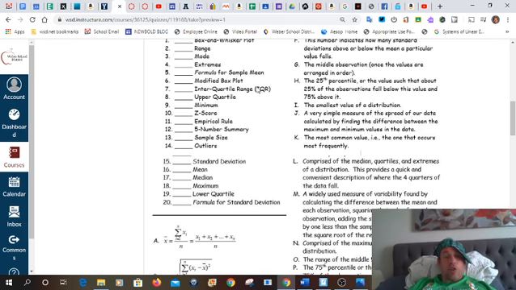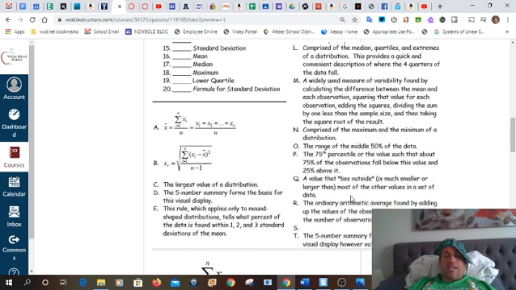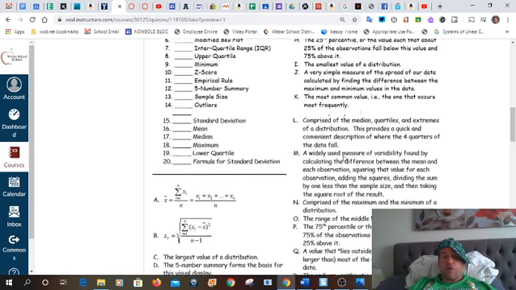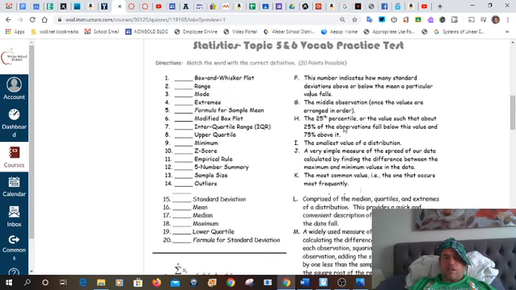The interquartile range, the IQR, is Q3 minus Q1, right? The upper quartile minus the lower quartile. So let's see if we can find that one. Upper quartile minus the lower quartile. Or it's the middle 50% of the data. Is that what it is? I think that's what it is.